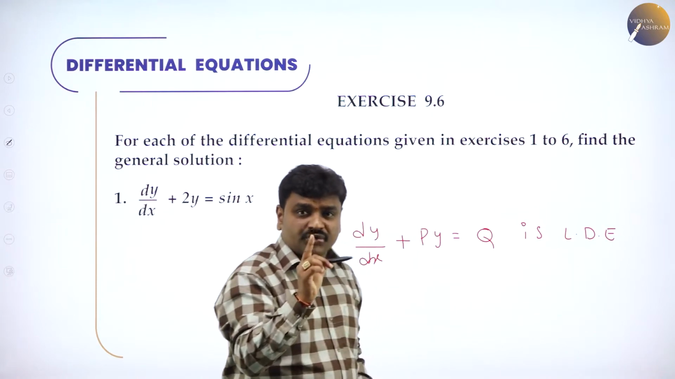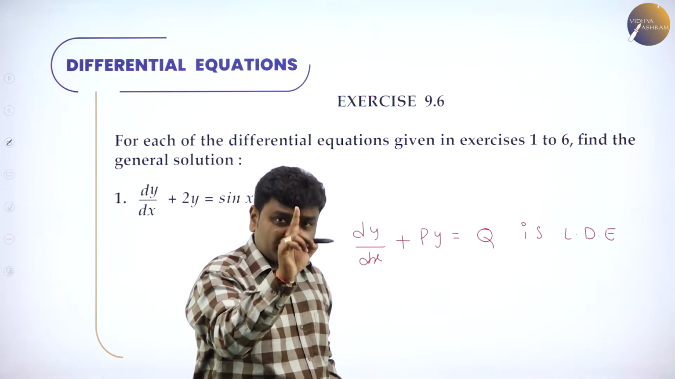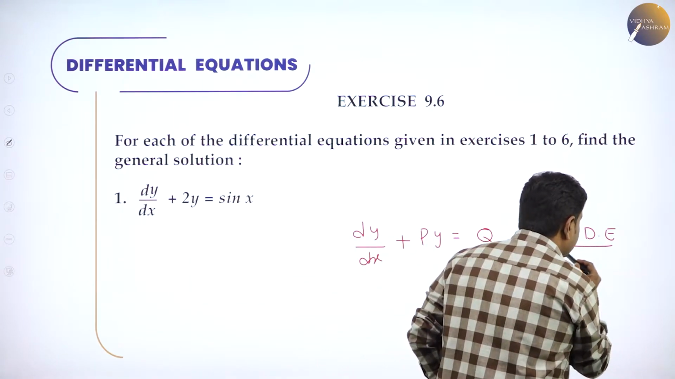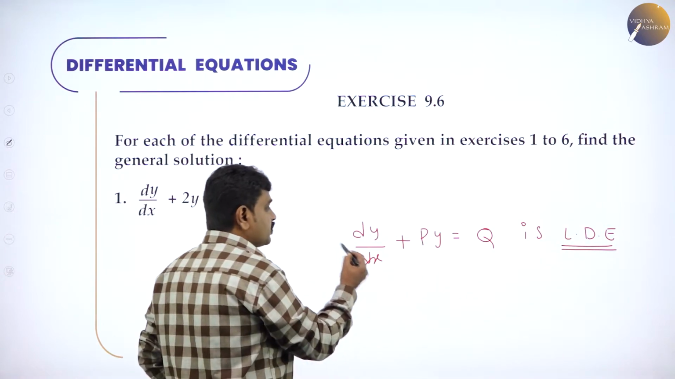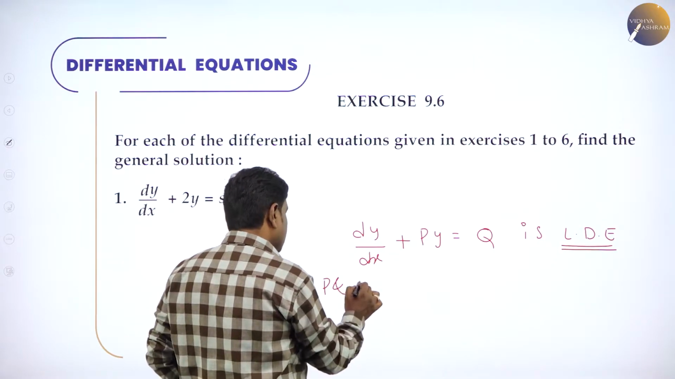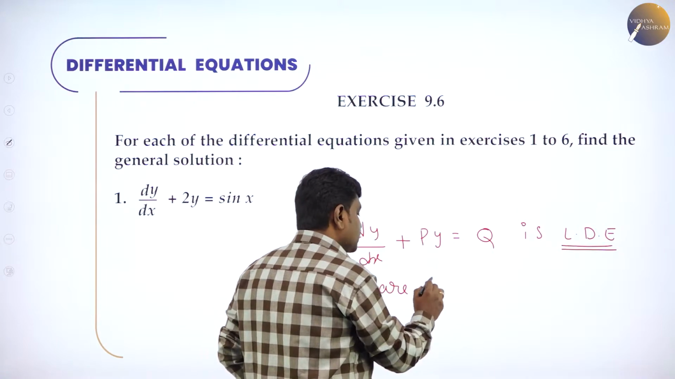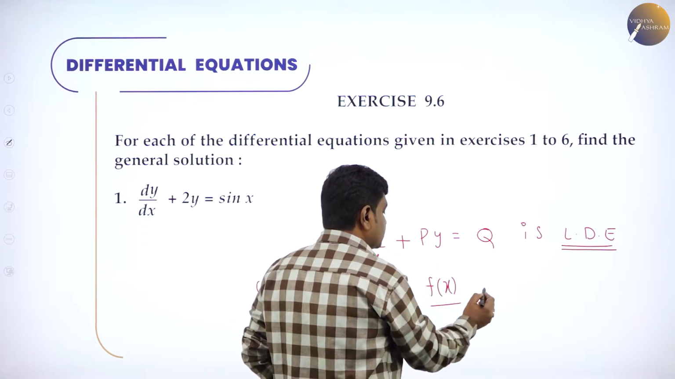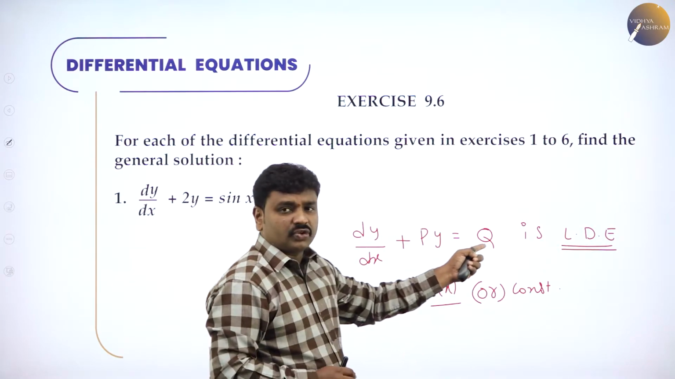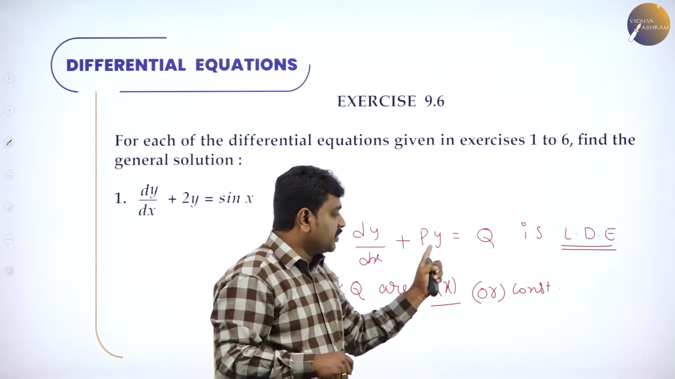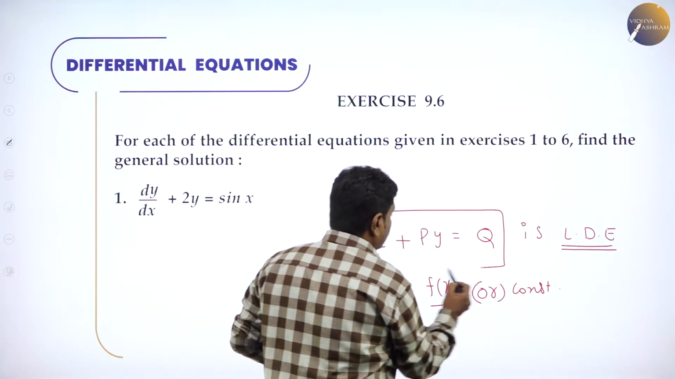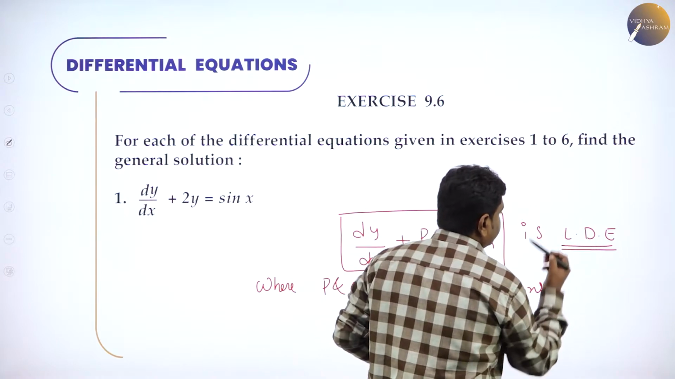In your board exam for PUC, compulsory one linear differential equation problem they'll ask. So dy by dx plus py is equal to q is called as what? Linear differential equation. And for this equation, where p and q are functions of x, they may be functions of x, or they may be constants. So right side will have q. Q may be any function of x, and p may be any function of x, or they may be constants. So dy by dx plus py is equal to q is called as linear differential equation.